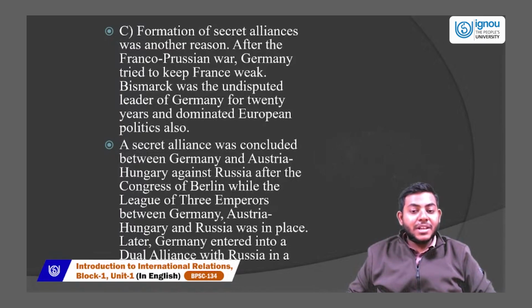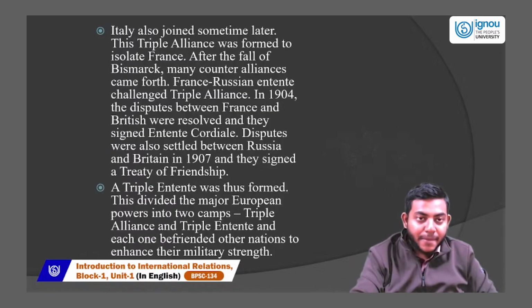A secret alliance was concluded between Germany and Austria-Hungary against Russia after the Congress of Berlin, while the League of Three Emperors between Germany, Austria-Hungary, and Russia was in place. Later, Germany entered into a dual alliance with Russia in a reinsurance treaty.